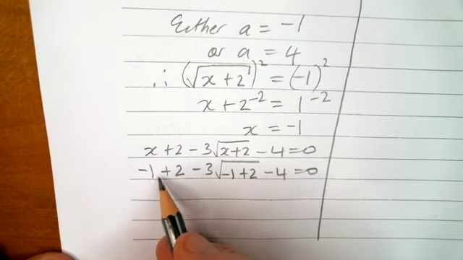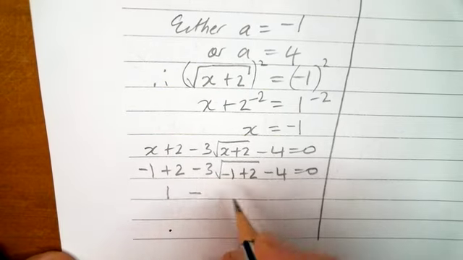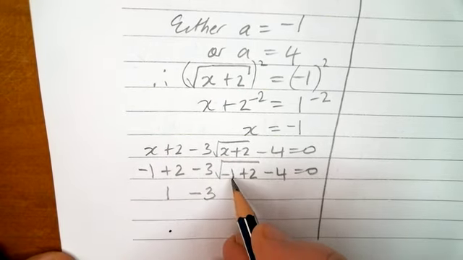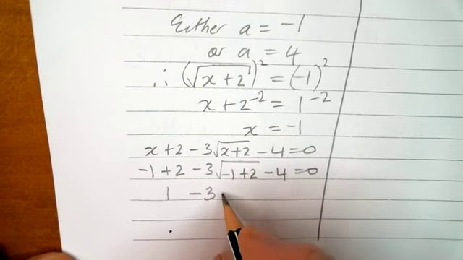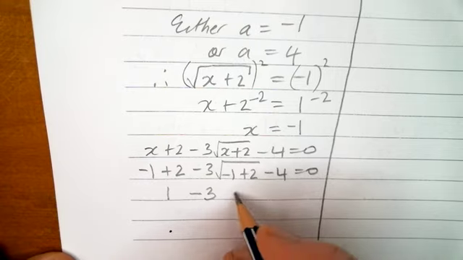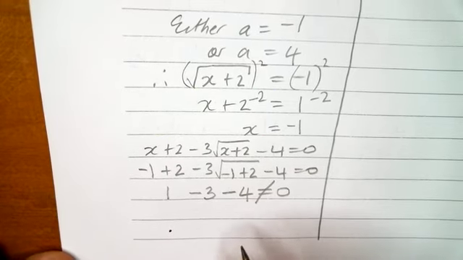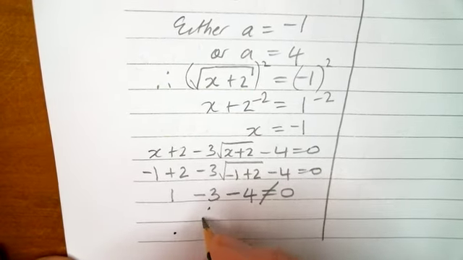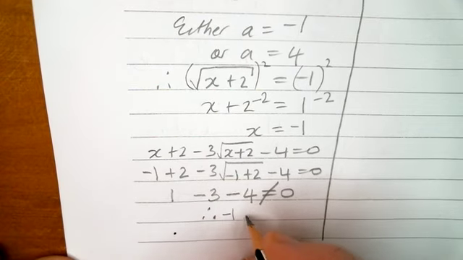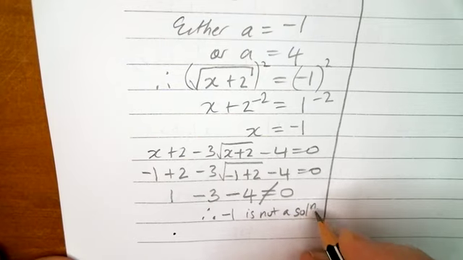What does this come to? Well, this comes to negative 1 and 2 is going to be a 1 minus 3 times negative 1 and 2 is going to be a 1, and square root of 1 is 1, which I'm just going to leave as a 3, and then we've got a minus 4 on the end. Does that equal 0? Well, it does not equal 0. In fact, it equals about negative 6. So that is not the case. So we can put therefore negative 1 is not a solution.